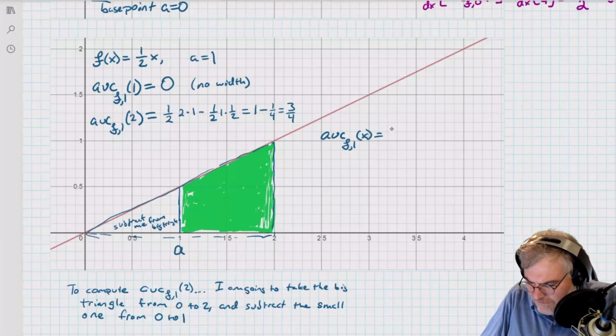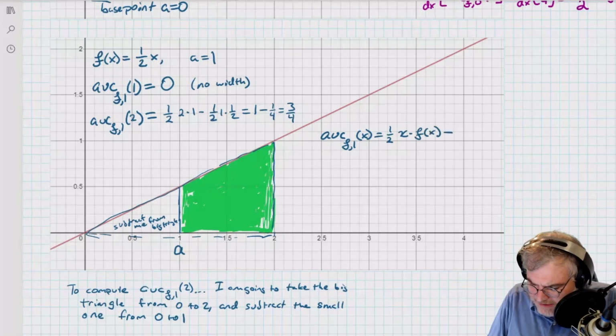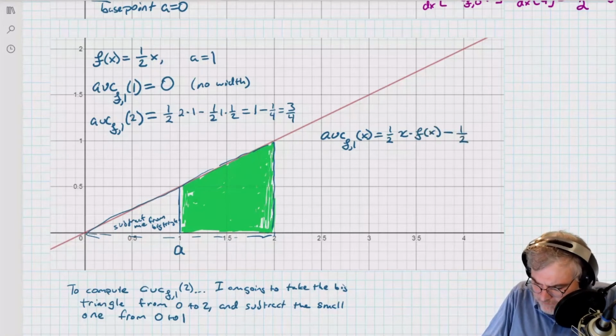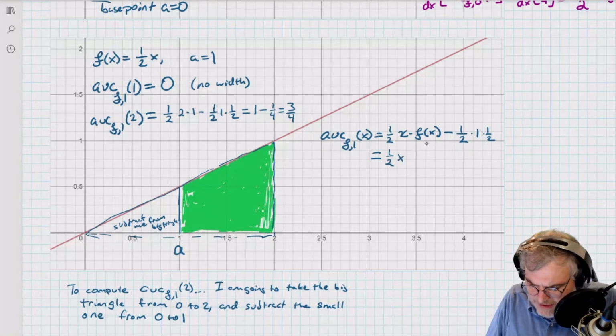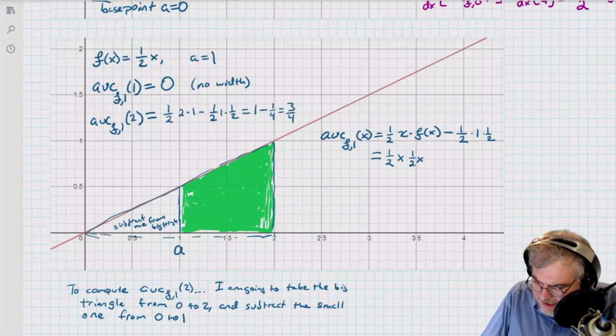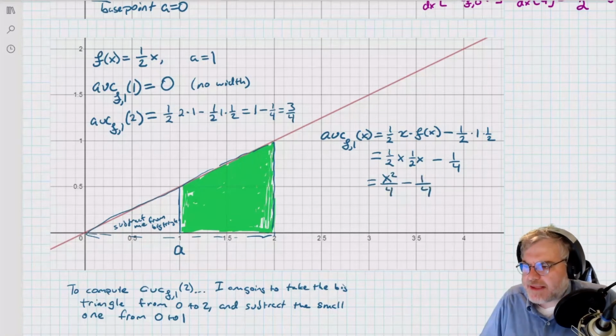So I'm going to get 1 half x times f of x, minus 1 half times 1 times 1 half. So in other words, for a generic one, I'm going to get 1 half x times, what's f of x here, would be 1 half x, minus 1 quarter. One to five, how do we feel about that?